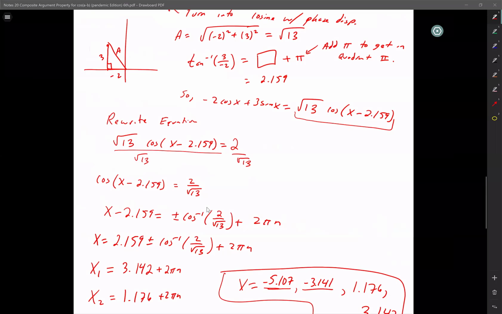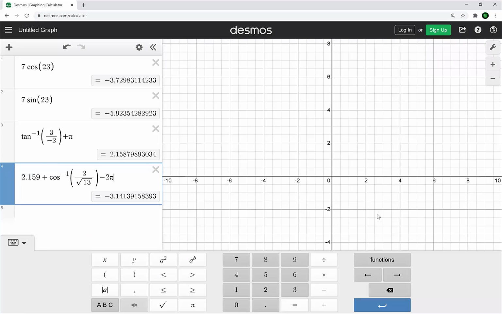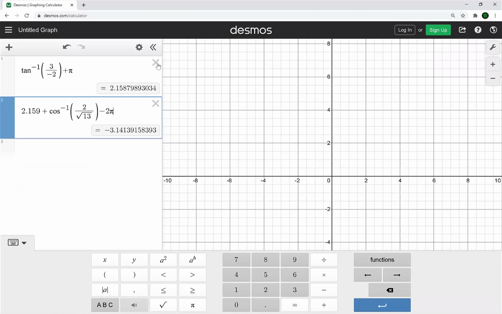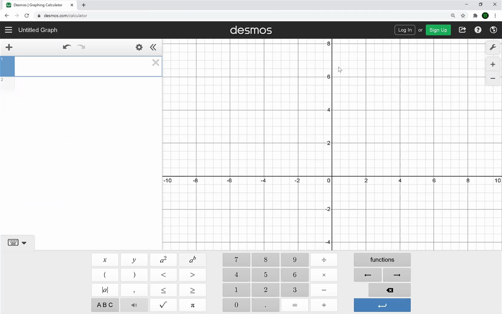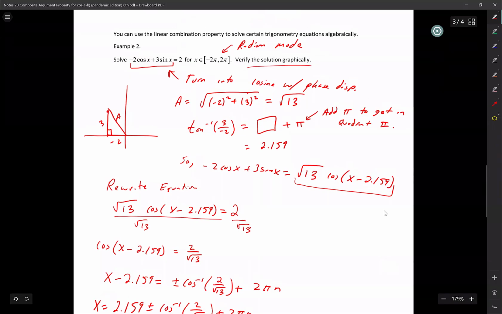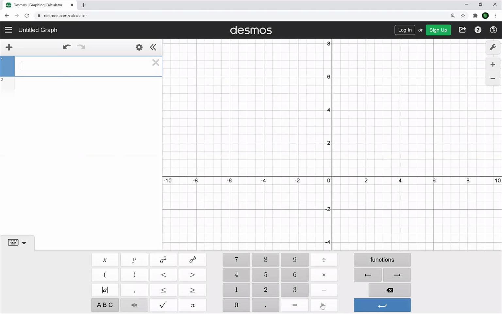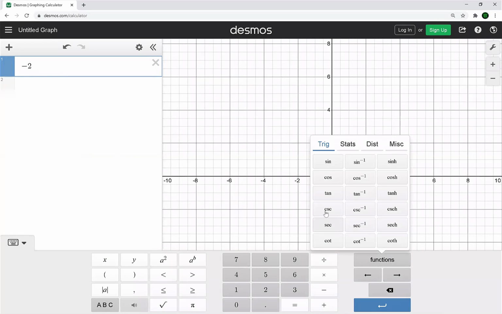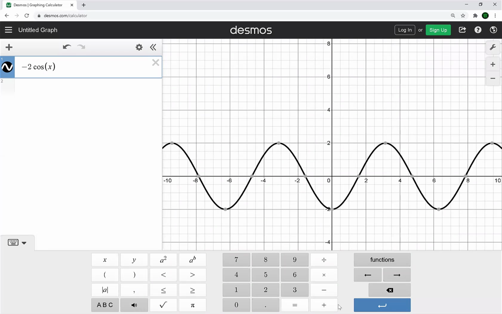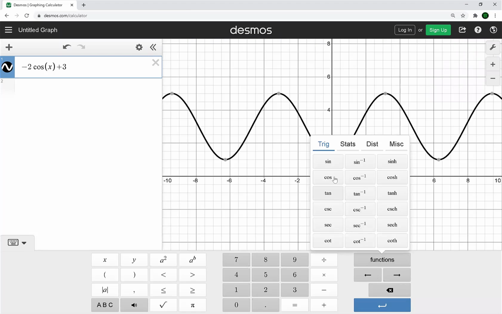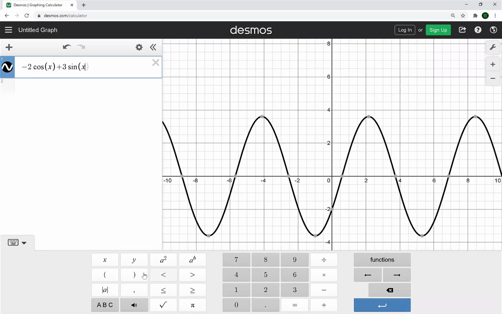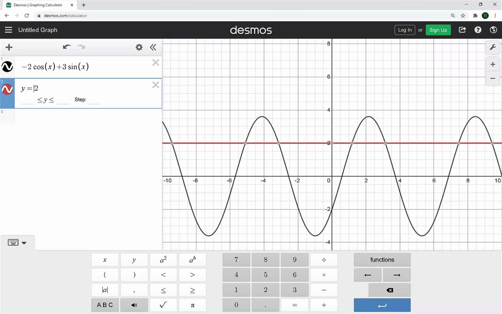So I'm going to go back to Desmos. And I know it's a lot, guys. I know maybe I should have cut this lesson into 2 lessons. So I'm going to go back to Desmos, and I'm going to type in the original equation that I had. I already forgot the original equation. What was it? It was negative 2 cosine plus 3 sine, and that equals 2. So I'm going to write negative 2 cosine x plus 3 sine. And then on the second one, I'm just going to type in the number 2. Oh, y equals 2, not just 2. Y equals, and we're going to see where it intersects, guys.